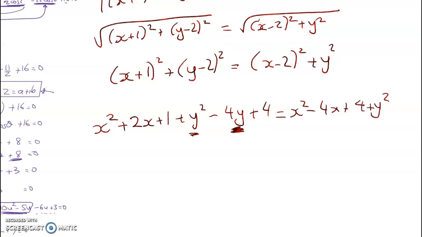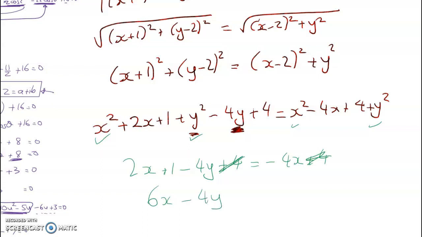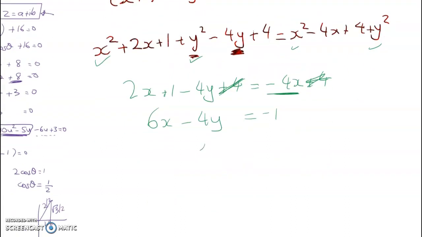Now I'm going to simplify. So this and this go, this and this go. Right, 2x plus 1 minus 4y plus 4 is equal to negative 4x plus 4. Let's just get rid of a few bits here. Okay, 6x minus 4y. Adding this to both sides, 6x minus 4y equals negative 1.